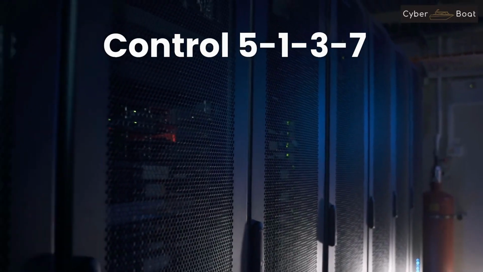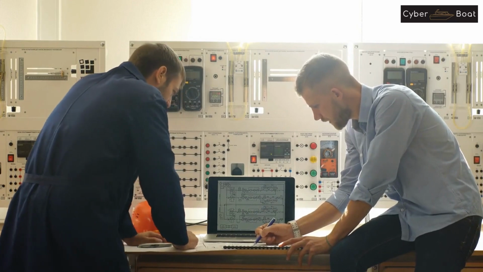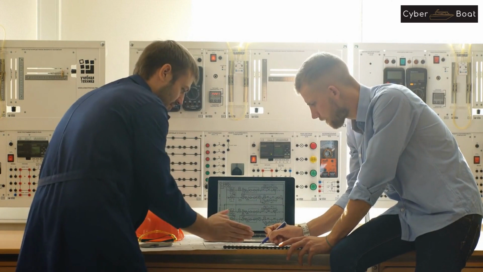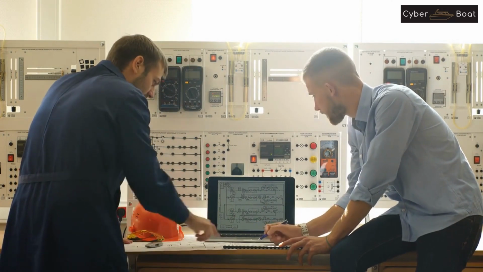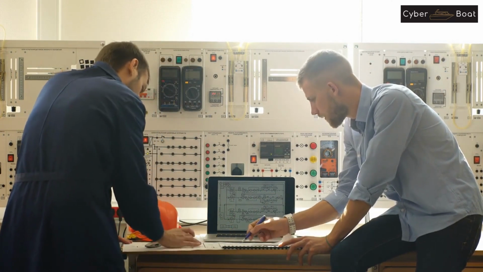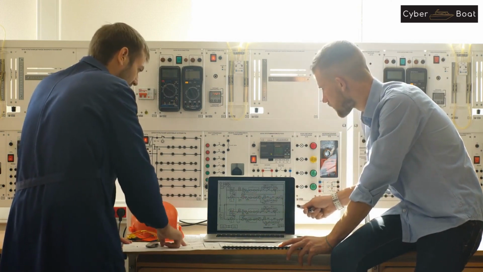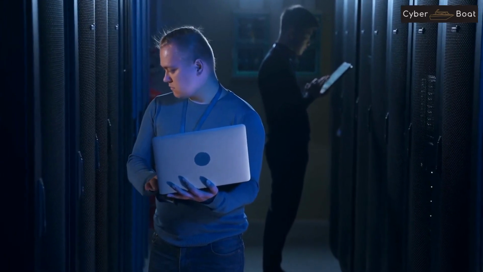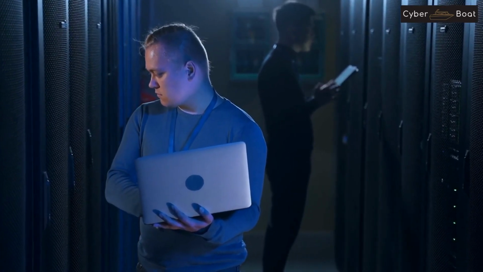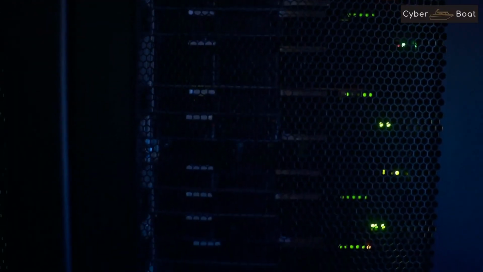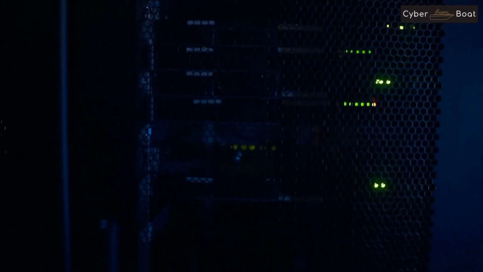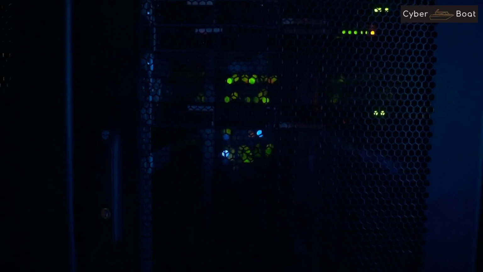Control 5137. Periodic review and secure configuration and hardening of industrial, automated, support systems, and devices refers to the practice of regularly reviewing and securing the configuration of industrial systems and devices to prevent unauthorized access or tampering. This can include reviewing the software and firmware versions, disabling unnecessary services and accounts, and applying security patches. Periodic review and secure configuration and hardening of industrial, automated, support systems, and devices is an important control within the domain of industrial control systems cybersecurity.